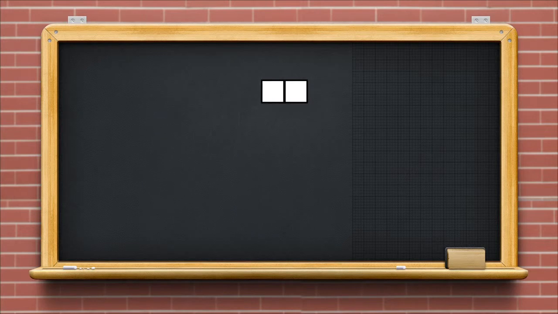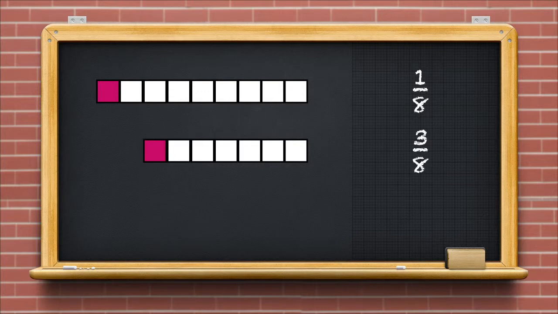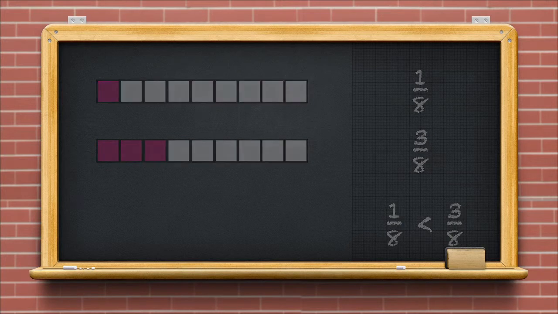Here's another example. In one strip, we have one shaded square out of 8 squares, which can now be written as 1 upon 8. In another strip, we have 3 shaded squares out of 8, which can be written as 3 upon 8. Both fractions have the same denominator 8, while the numerator 1 is lesser than the numerator 3. So it is clear that 1 upon 8 is lesser than 3 upon 8.